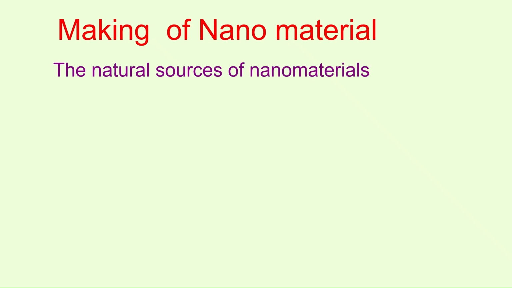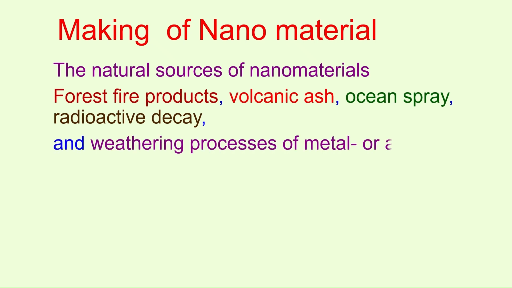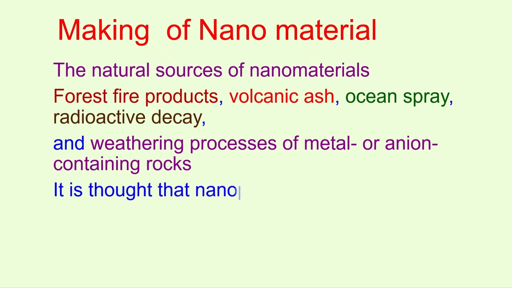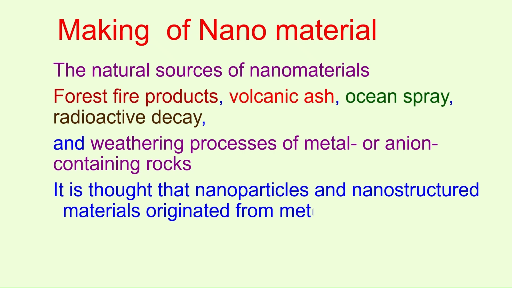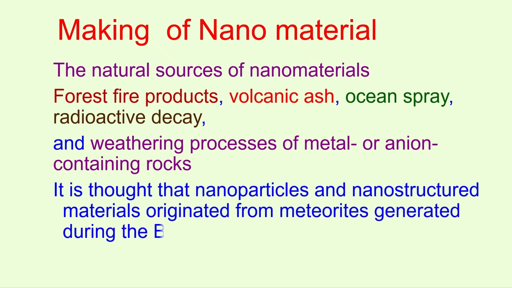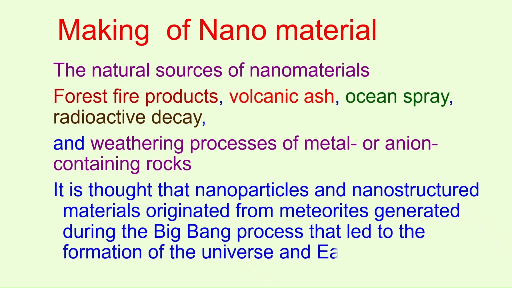Making of nanomaterials. The natural sources of nanomaterials are forest fire products, volcanic ash, ocean spray, radioactive decay, and weathering processes of metal or anion-containing rocks. It is thought that nanoparticles and nanostructured materials originated from meteorites generated during the Big Bang process that led to the formation of the universe and Earth.